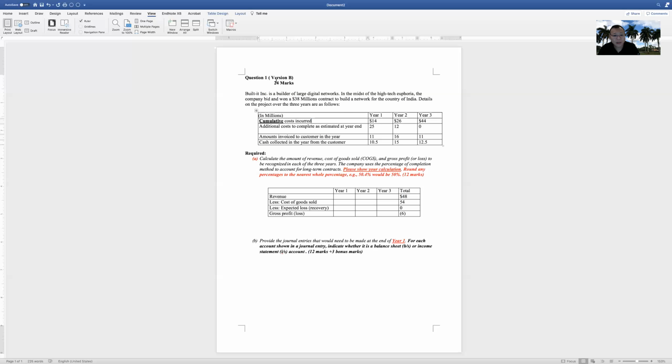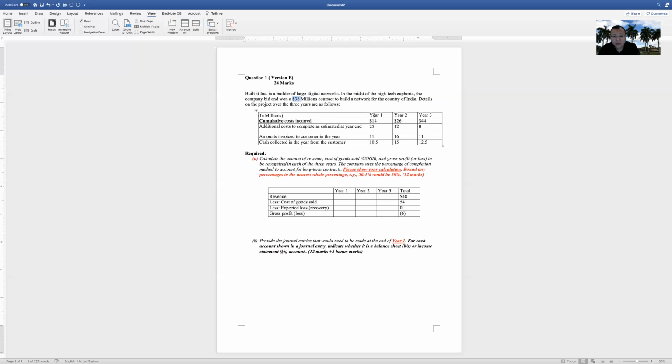So this is the question, version B. Build It Incorporation is a builder of large digital networks. In the midst of the high-tech euphoria, the company bid and won a $38 million contract to build a network for the country of India. Details on the project over the 3 years are as follows. All the information is the same, other than I changed the company name and also the bidding price. So these are different by version. And I changed these numbers a little bit too, okay?